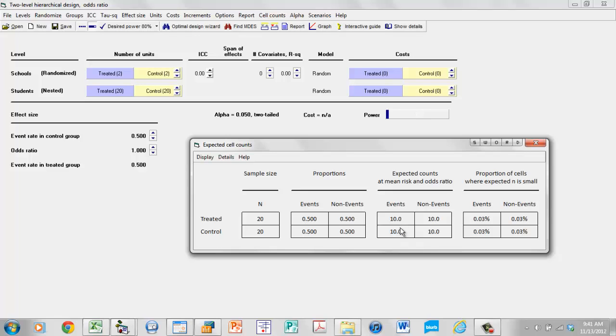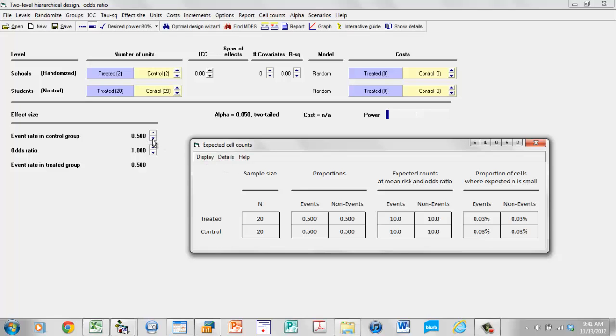10. But we're not dealing with a single 2x2. We're dealing with a series of 2x2. We have to look at this within schools. And while on average the expected number of events is 10, in any given school we might expect fewer than 10 events or more than 10 events. Based on distribution theory, we can say that less than 1% of the schools are going to have an actual event count of less than 3.5. So that's not a problem over here.